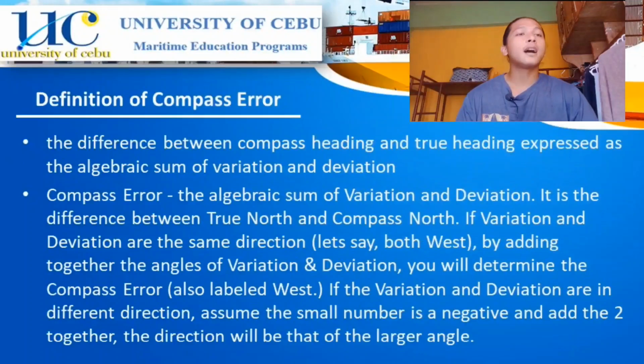Next is the definition of compass error. Compass error is the algebraic sum of variation and deviation. It is the difference between true north and compass north.